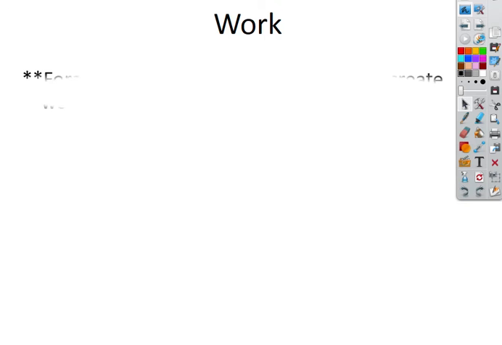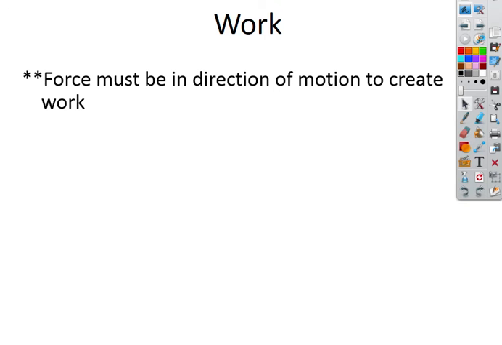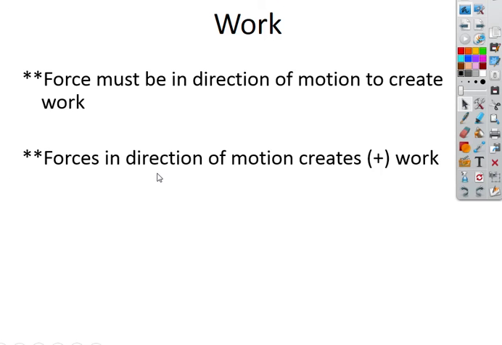There's a couple things we have to make sure we understand, and where people slip up when they do these problems. Force must be in the direction of motion to create work. If it's not in the direction of motion, no work is being done at all. So we must have it move in the direction of motion.